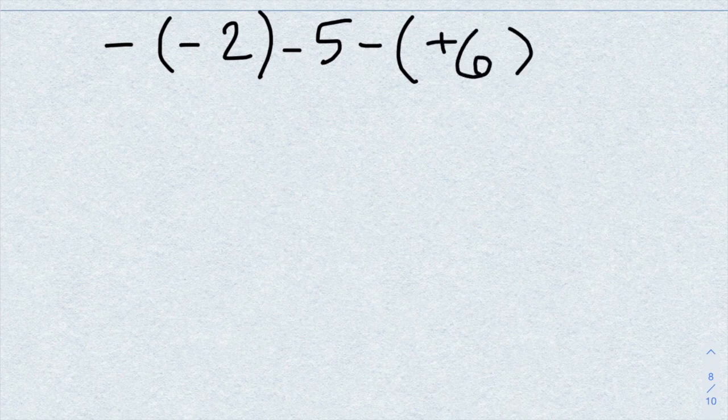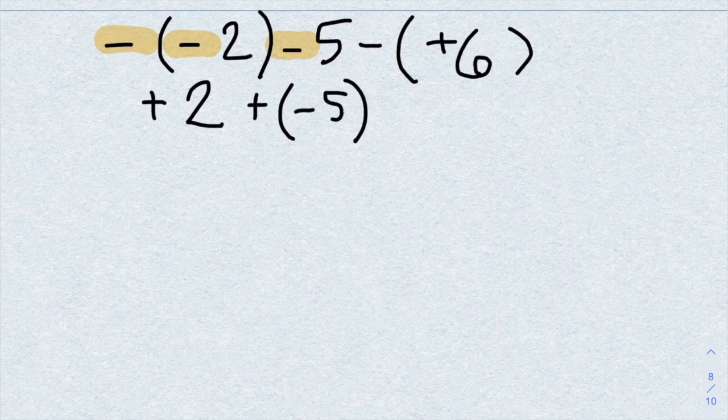All right, our next question is negative 2 minus 5 minus positive 6. Well, at the beginning I have a negative and a negative. I know right away that's a positive. 2 negatives in a row is a positive. So I start with positive 2. Then over here I have a negative, no second negative with it, so I can think of this as plus negative 5. Then my last number is minus positive 6. I can rewrite that as plus negative 6.